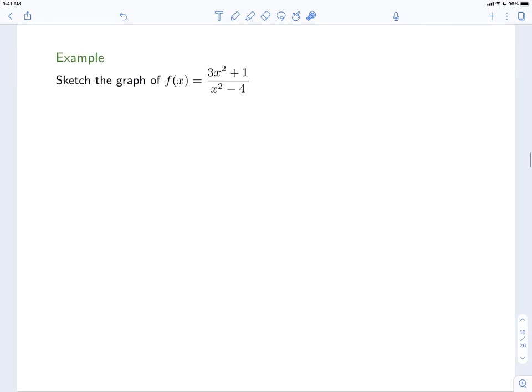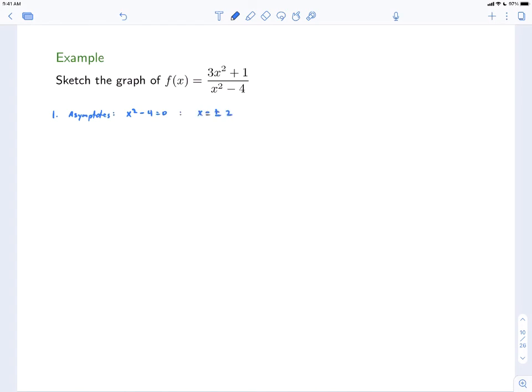Let's do another example. Sketch the graph of f(x) equals 3x squared plus 1 divided by x squared minus 4. So this is a rational function where the degree in the numerator is the same as the degree in the denominator. So for step 1, we want to determine the x and y intercepts and the vertical asymptotes. The vertical asymptotes, of course, are when you're dividing by 0, and that's easy to pick out in this case. So we have vertical asymptotes when x squared minus 4 is equal to 0. Well, that's just x equals plus or minus 2.